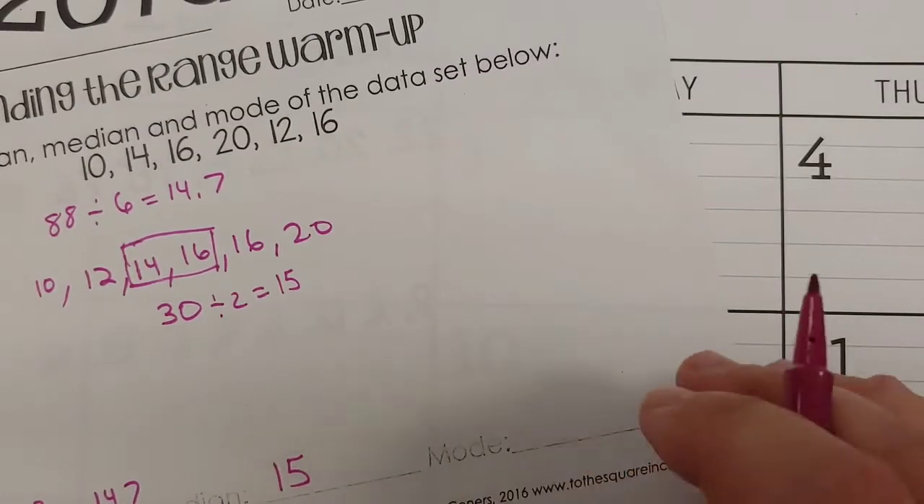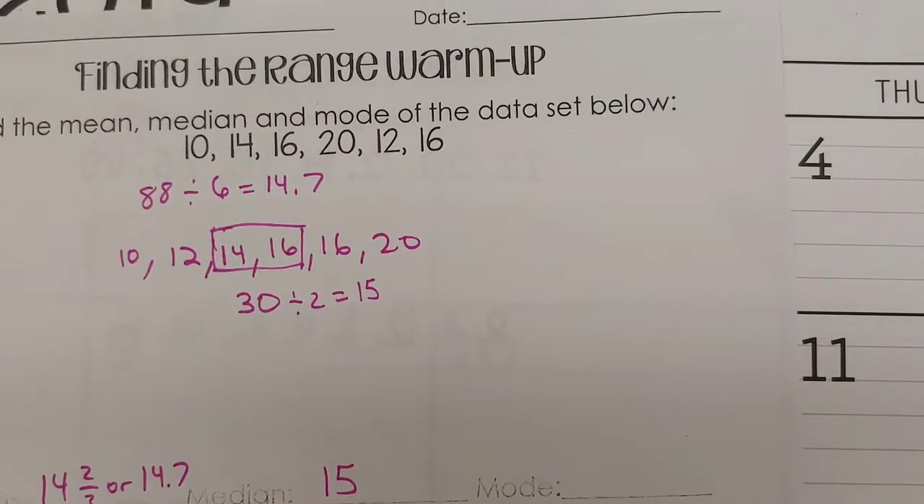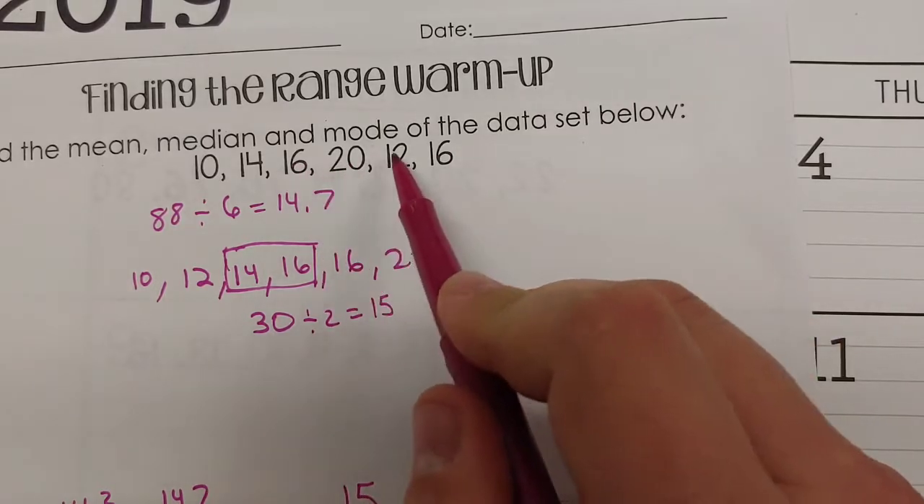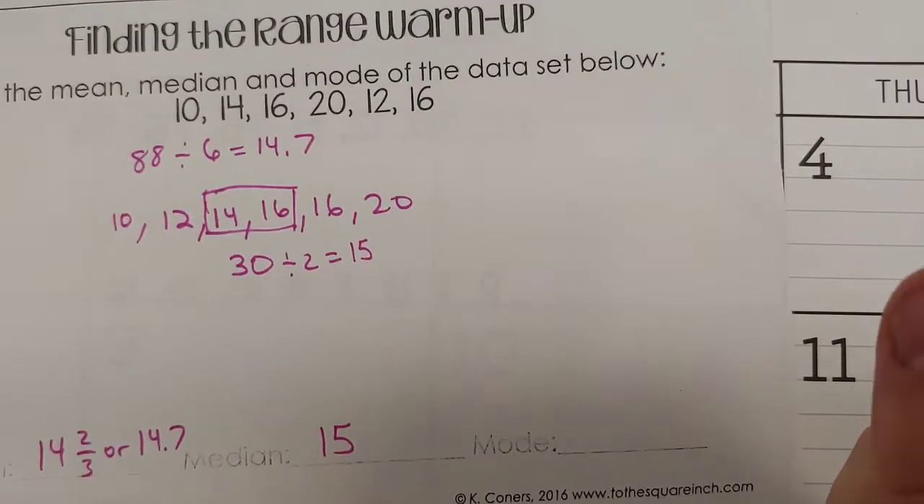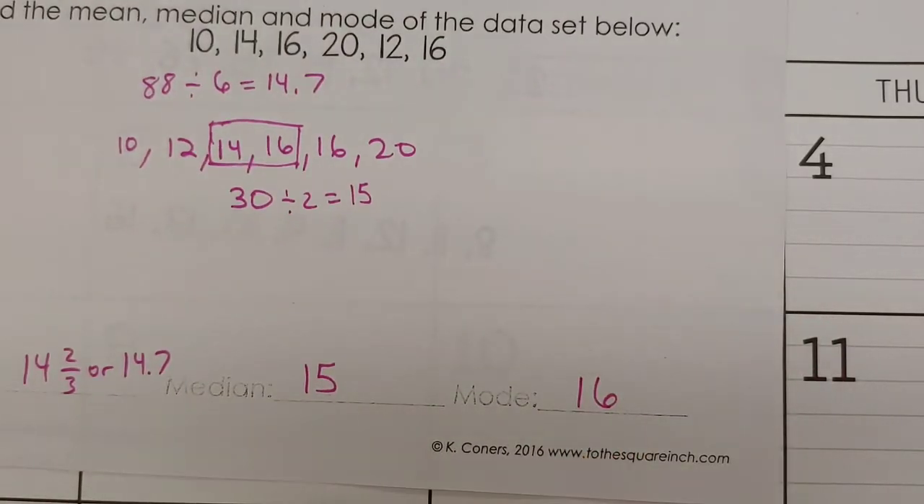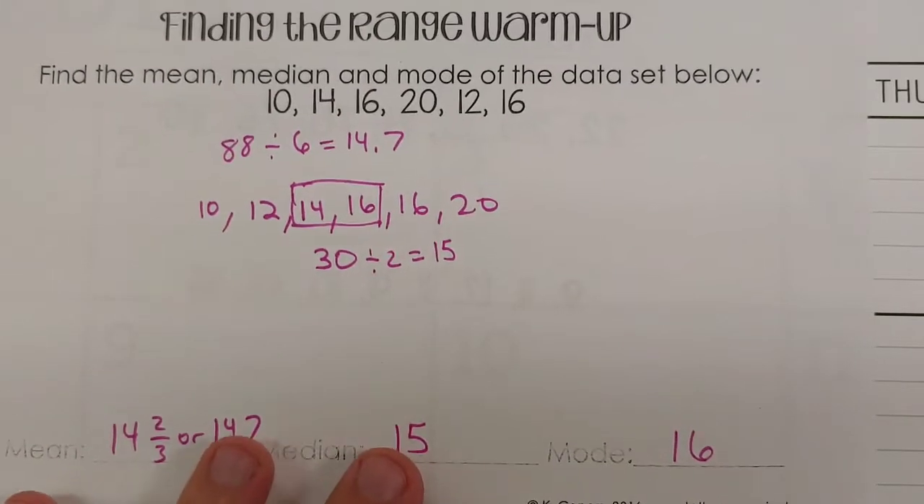Then finally, we're going to find the mode. That's the last thing that we learned how to do. The mode is the number that appears the most. So there's one 10, one 14, two 16s, one 20, and one 12. So our mode is 16 because there are more 16s than anything else. And that's our warm-up: 14 2/3, 15, and 16.